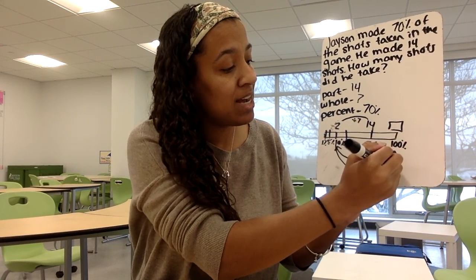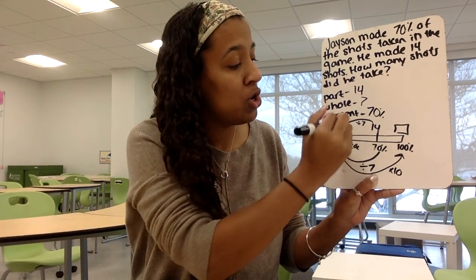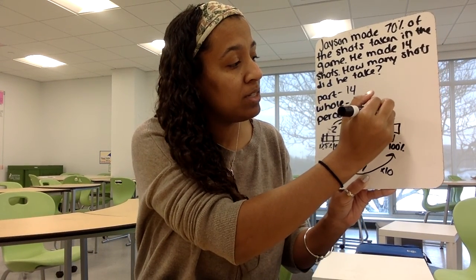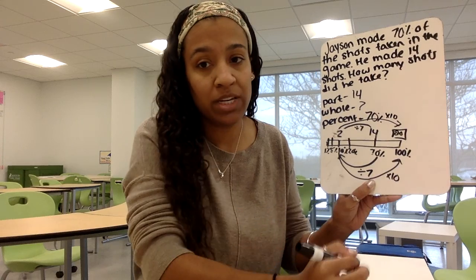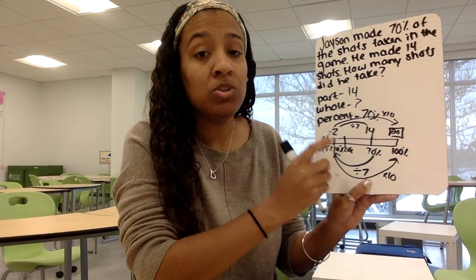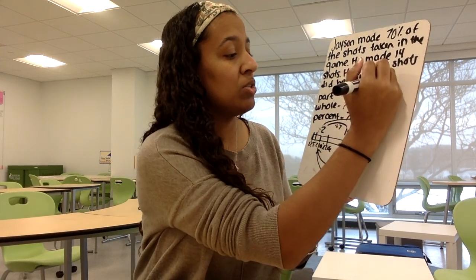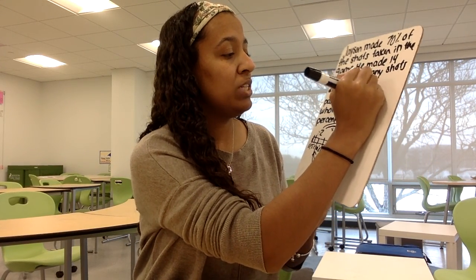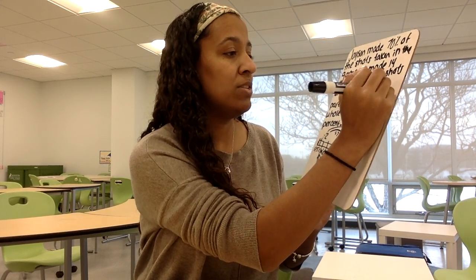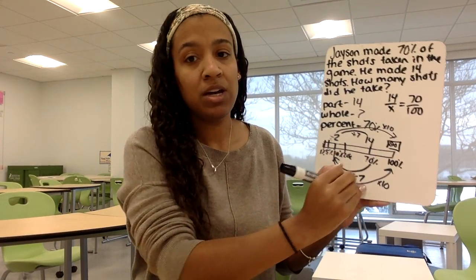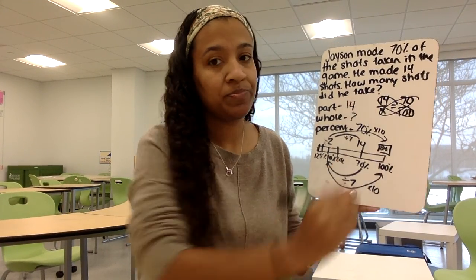10 times 10 is 100%. 2 shots times 10 is 20. The total is 20. You can use this strategy for different percents and different parts. You could also set up a proportion: 14 over x equals 70 over 100. And you would cross multiply to solve.